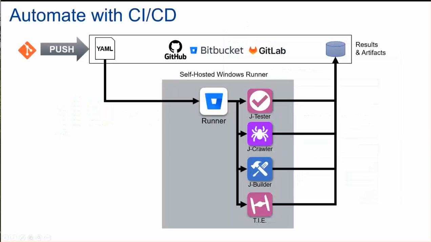And then the last step is to build it into a full CI system. So now every time I push, I'm going to have a YAML, and this could be true of either GitHub or Bitbucket or GitLab or your system here. All three of these have self-hosted Windows runners, where I have a Windows runner that I have my LabVIEW set up on. It gets a signal from the YAML, and then it runs my unit tests, my crawler, my builder, my integrations, and then captures all those results and artifacts.